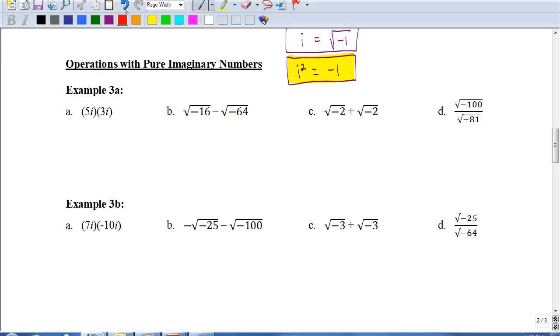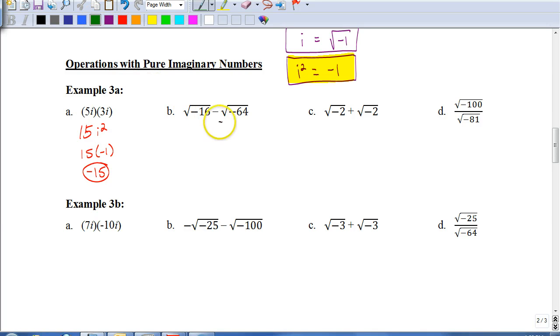So 5i times 3i. Well, just like 5x times 3x would be 15x squared, 5i times 3i would be 15i squared. Well, we just said i squared is the same as negative 1. So 15 times i squared would be the same as 15 times negative 1, which we know would be negative 15. So 5i times 3i would be negative 15.